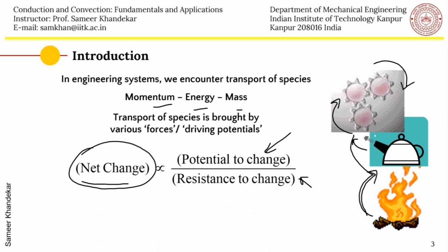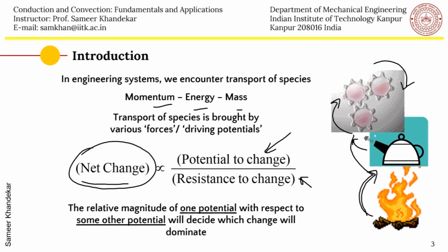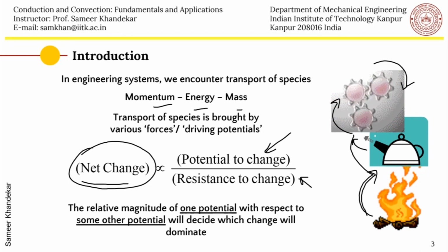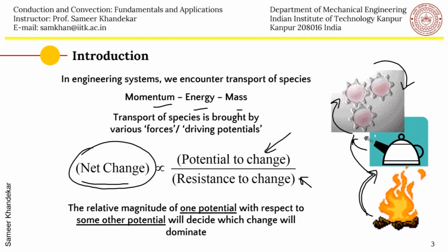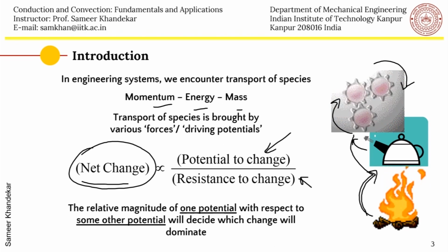Now the issue is the relative magnitude of one potential with respect to some other potential will decide which change will dominate, because in a normal system there may be several forces which are acting. For example, gravitational force, pressure energy, kinetic energy, magnetic forces, thermal forces. Depending on which potential will be dominant, we will usually take that as the dominant factor, and then the others are neglected usually in a normal framework when we are formulating the problem.